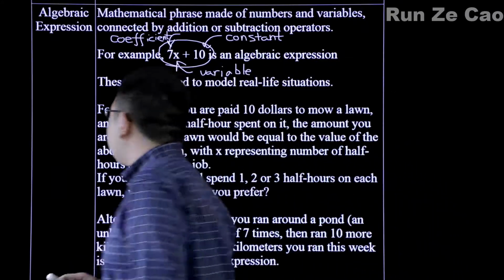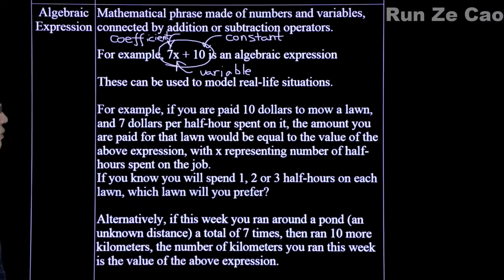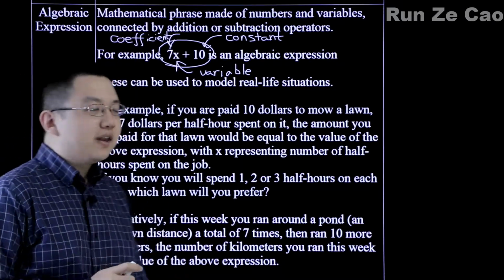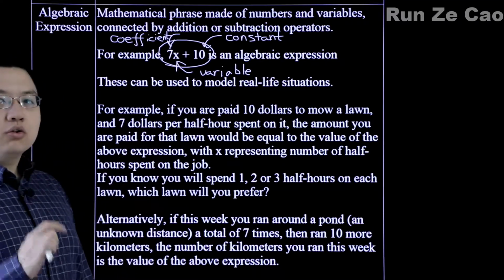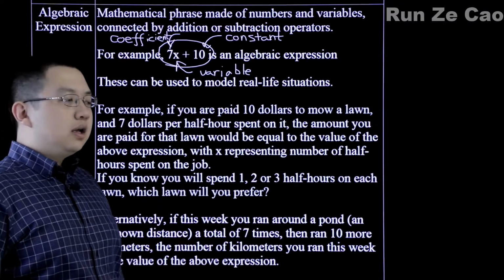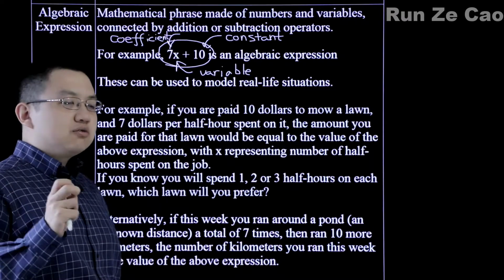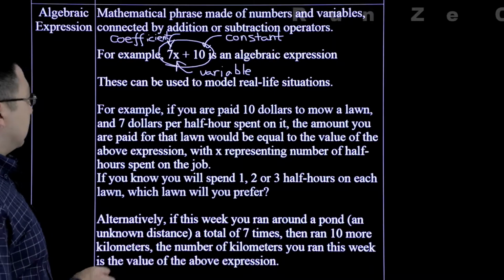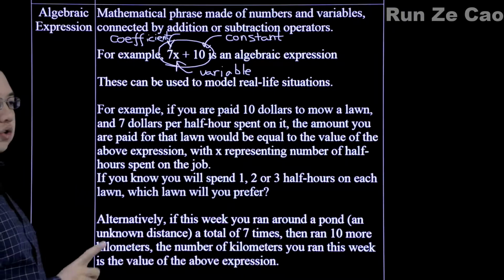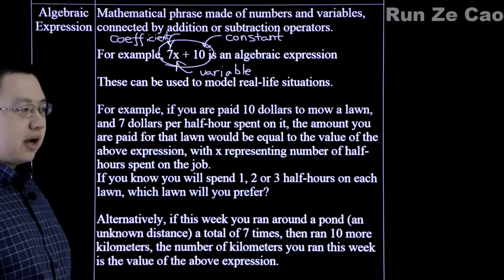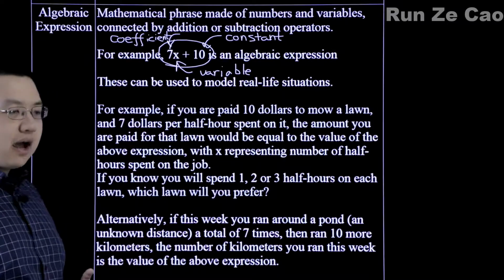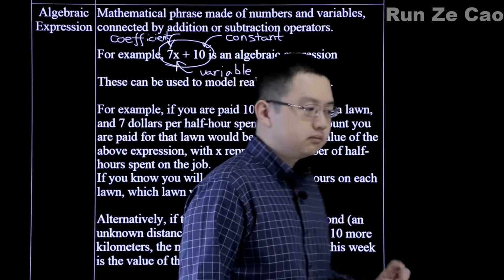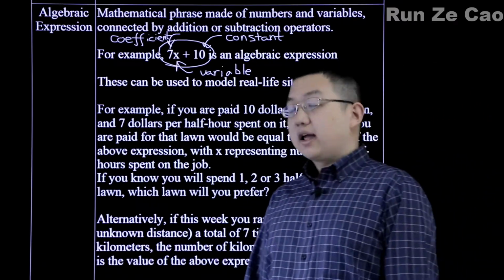Now, suppose that this is mowing a lawn. To mow a lawn, you are paid $10 and $7 per half hour you spend on it. So you can choose to spend 1, 2, or 3 half hours. What gives you the best return, the best income? You would prefer to do the fastest lawn first. Why? Because $17 in half an hour is much better than $24 in 1 hour, or $31 in 1.5 hours.